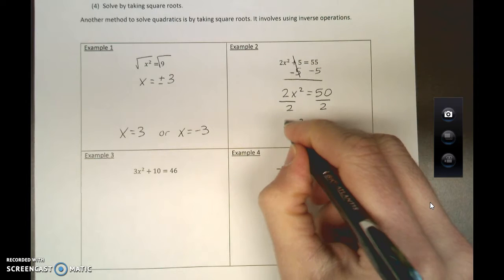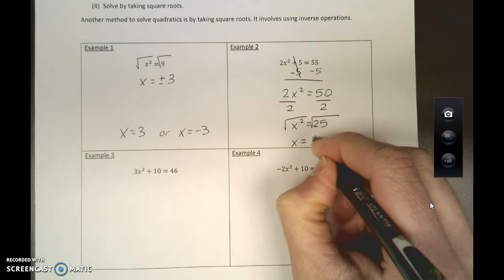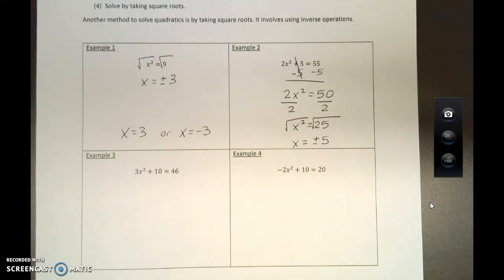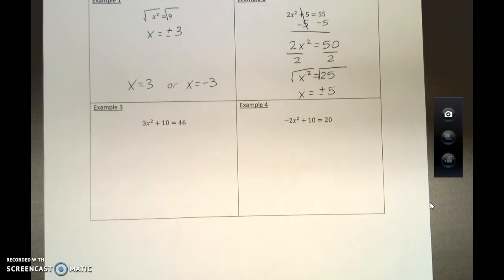Now we know the inverse, or the undo, of squaring is square root. So x is going to be, remember, plus or minus 5, because 5 times 5 is 25, and negative 5 times negative 5 is 25. So this is another method of solving quadratic equations. Let's look at the last two examples.